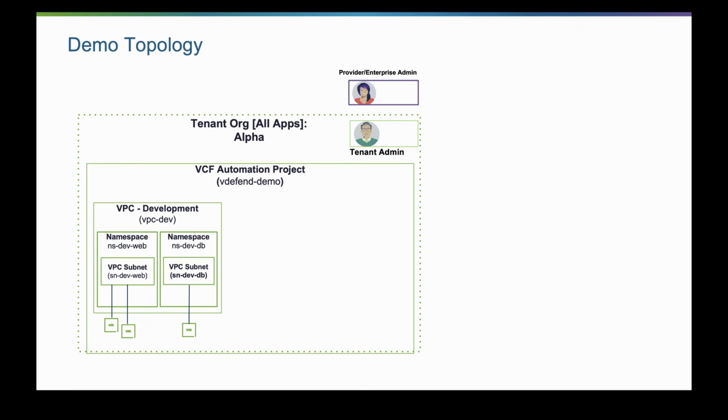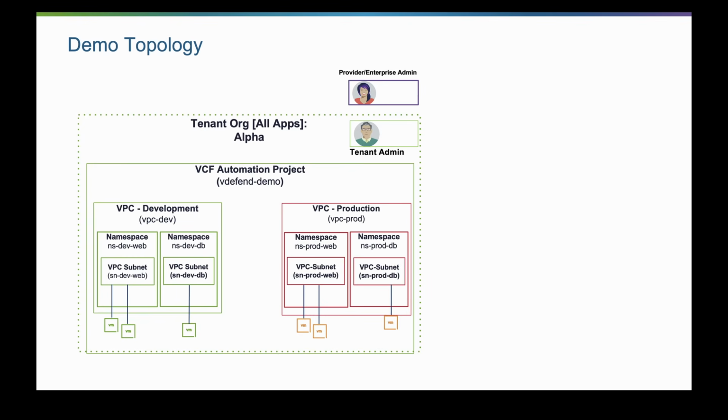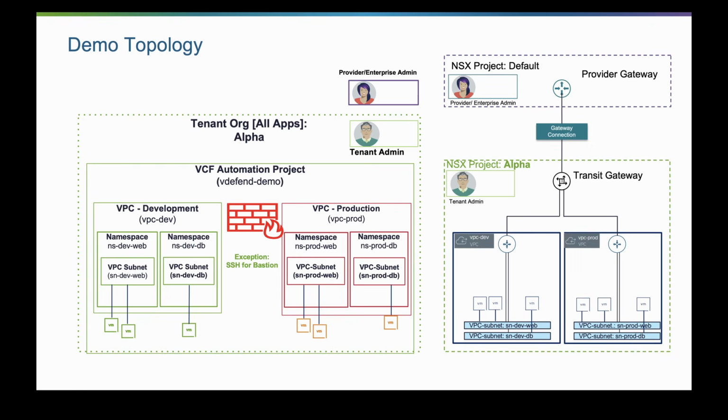An exact same replication of development is created in VPC production with the name vpc-prod. One of the things that the tenant admin will do is isolate the two VPCs. The tenant admin will also create security policies for an exception, which will allow SSH for Bastion hosts to this environment. On the right-hand side, you can see how this maps into NSX. The NSX project default is where the provider space is, and everything the tenant admin does in this setup is going to be in NSX project Alpha.